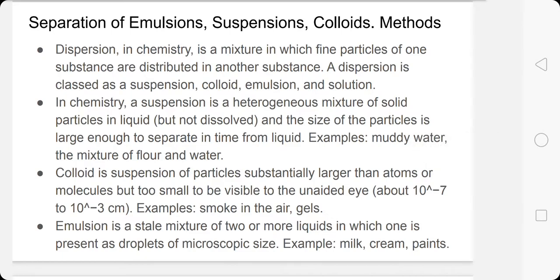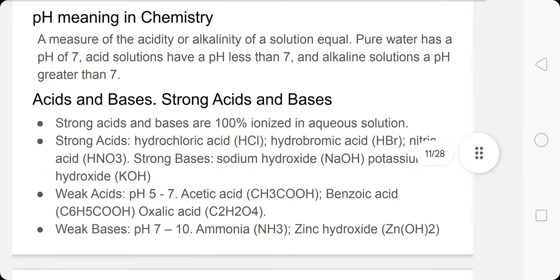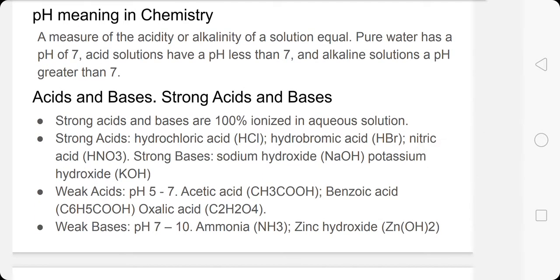Okay, dispersion in chemistry is a mixture in which fine particles of one substance are distributed in another substance. Dispersion is classified as suspension, colloid, emulsion, and solution. Okay, I already was talking about this. I don't know why this slide repeats. Okay, no problem. Let's go to pH.